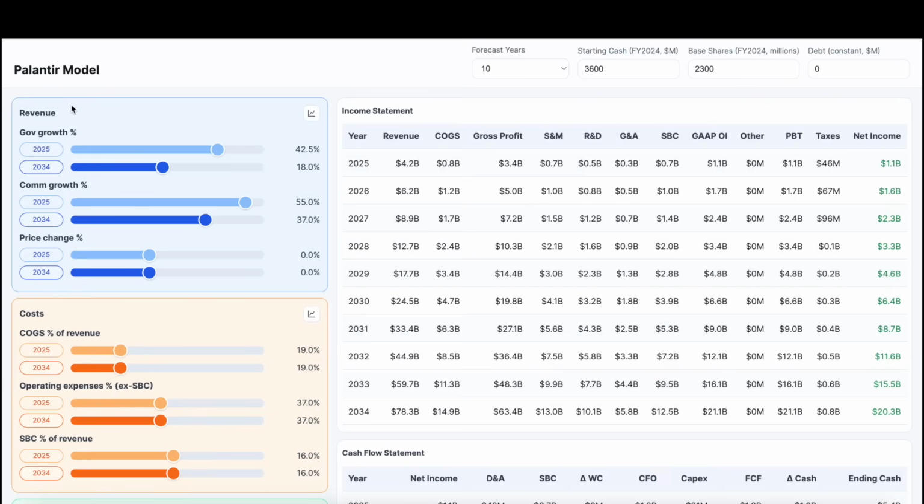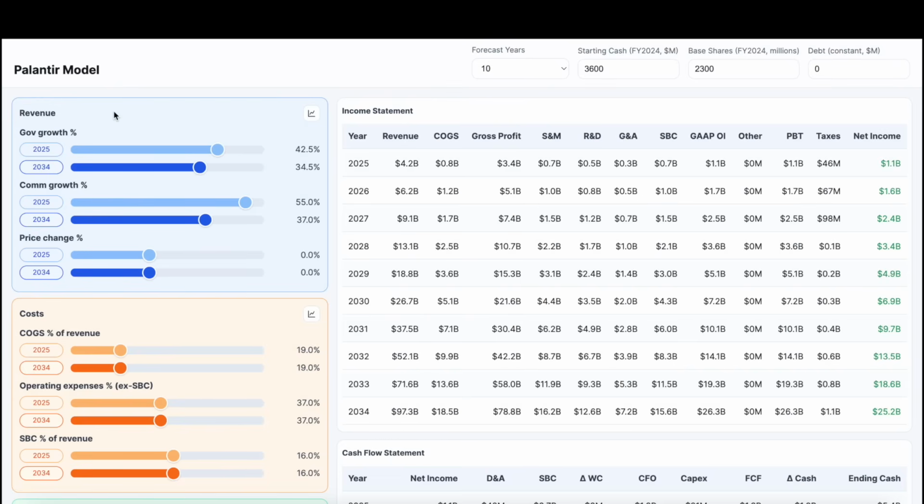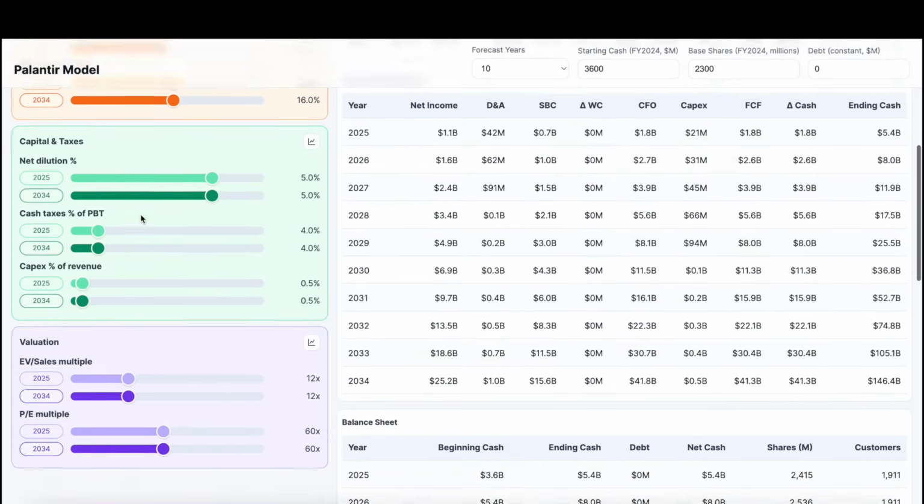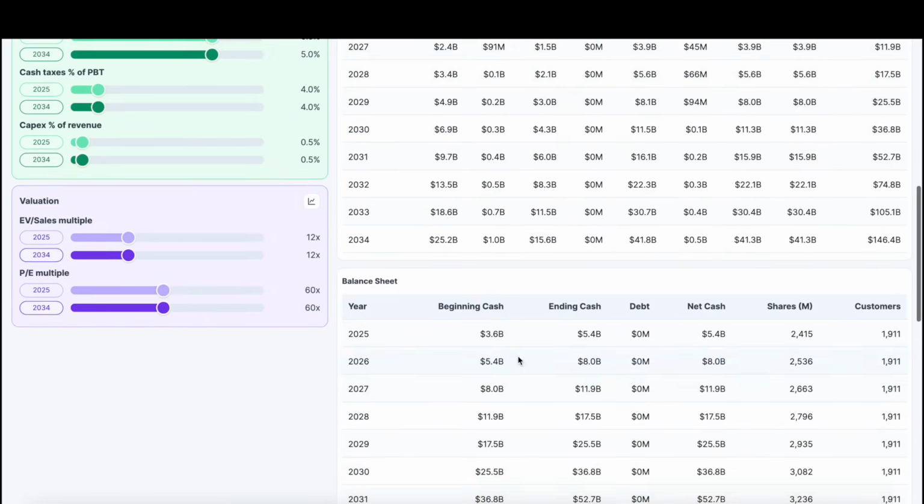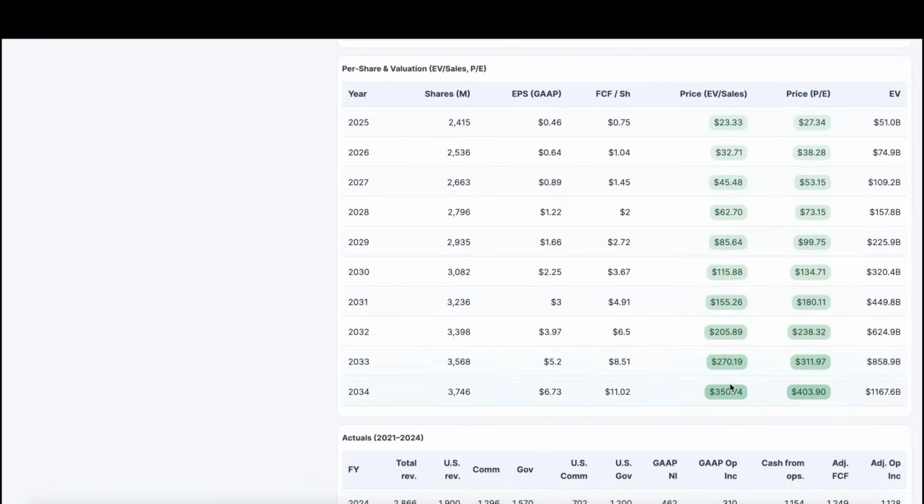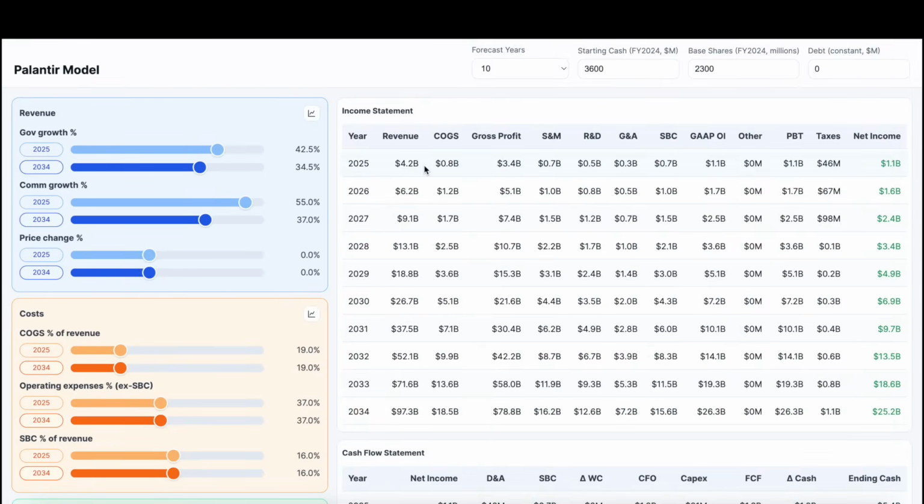So here's how I have this set up. We've got a starting year and 10 years out for each of these drivers. So we have revenue, costs, capital, and taxes, and valuation, which is the most important part for figuring out where the stock is going to end up. And we'll be able to have a look at the implied price based on EV to sales, based on price to earnings, etc. So this is going to be a great exercise to go through, and I'm going to be sharing with you what I think is most likely for the fundamentals as well as for the multiple. So let's go ahead and get started.